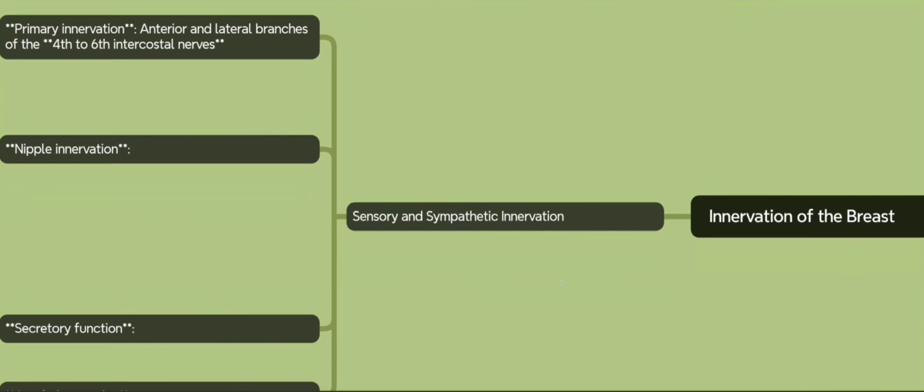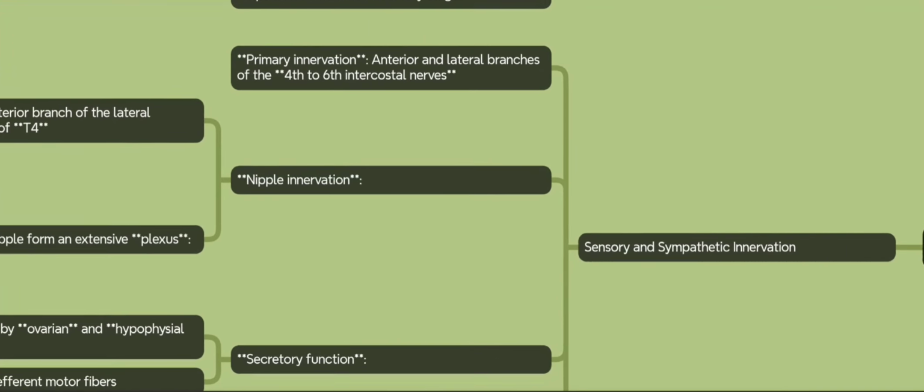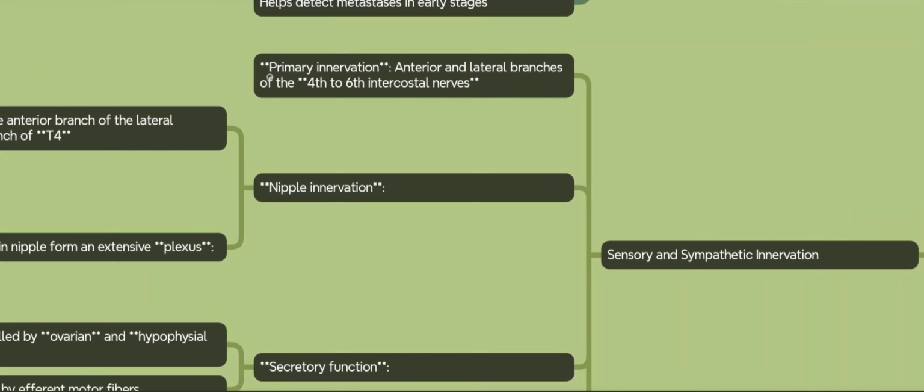Now, the innervation of the breast. There's sensory and sympathetic. The primary innervation of the breast is from the anterior and lateral branches of the 4th to 6th intercostal nerves. So the 4th, 5th and 6th intercostal nerves provide the primary innervation of the breast.